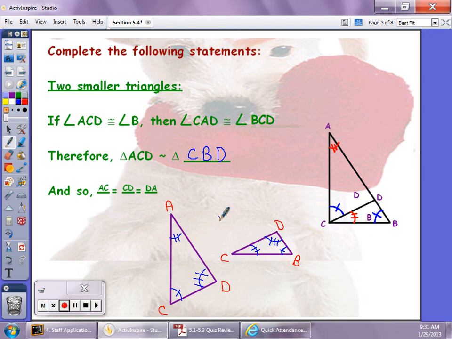So the next thing we might want to do is, now that we have our similarity statement, finish the last statement, which compares the corresponding sides. So using our statement, we can see that AC should now be proportional to CB, that CD is going to be proportional to BD, and lastly, that DA is going to be proportional to DC.